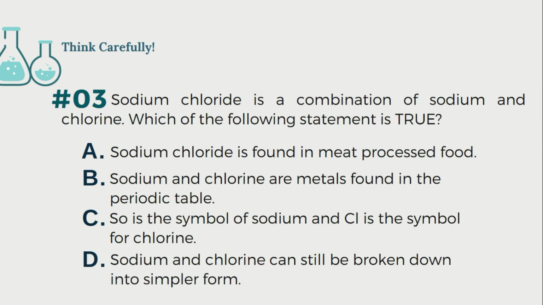Question number 3. Sodium chloride is a combination of sodium and chlorine. Which of the following statements is true? A. Sodium chloride is found in meat processed food. B. Sodium and chlorine are metals found in the periodic table. C. SO is a symbol for sodium and Cl is the symbol for chlorine. D. Sodium and chlorine can still be broken down into simpler form.